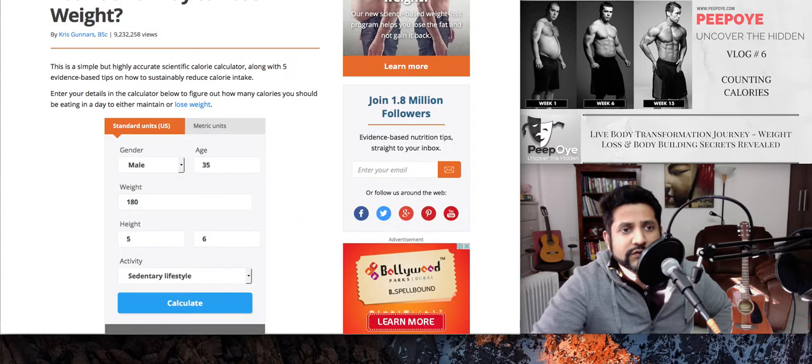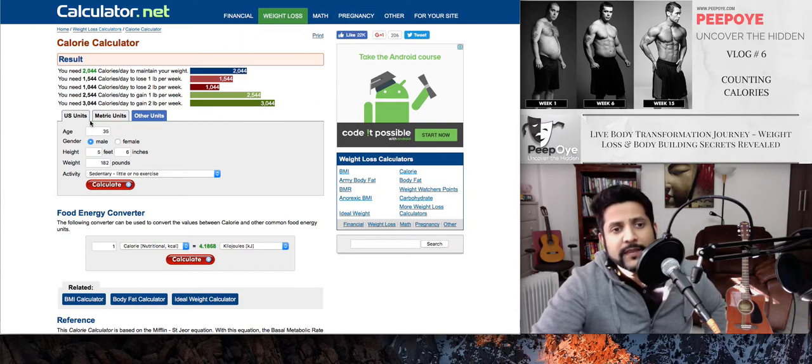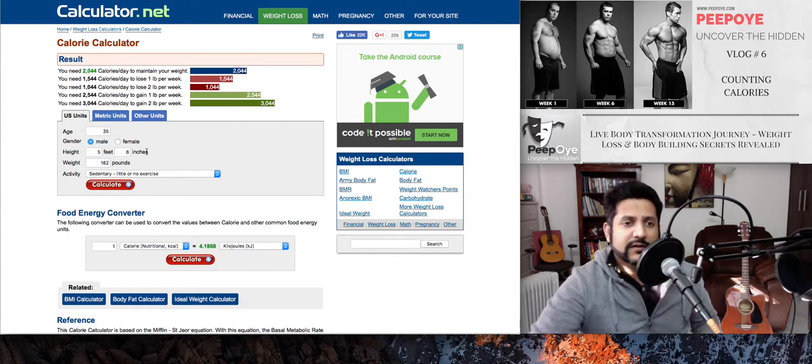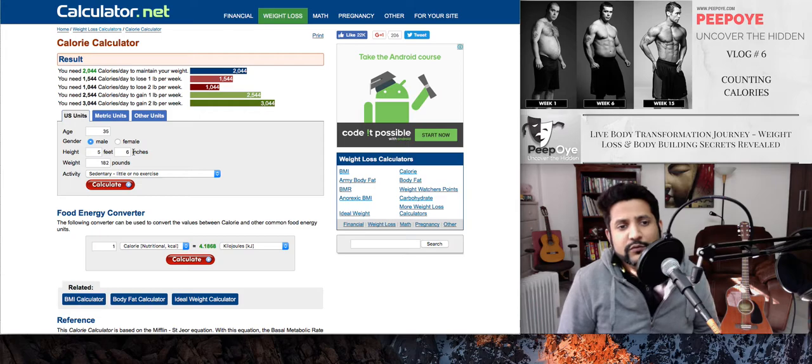Now, you could also go to some other sites like authoritynutrition.com. Before you calculate it in this manner, I should tell you that normally there are a lot of factors which decide what should be your calorie range.